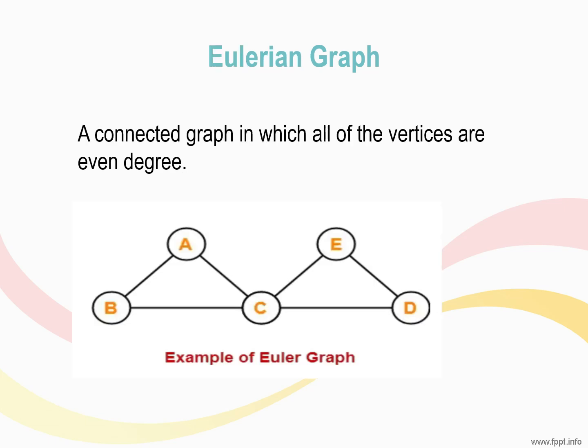Eulerian graph. A connected graph in which all of the vertices are of even degree is called an Eulerian graph. An example of an Eulerian graph is as follows. The degree of vertex A is equal to 2, B is equal to 2, C is equal to 4, degree of E is equal to 2, degree of D is equal to 2. All the vertices in this graph are of even degree. Therefore, the graph is called an Eulerian graph.